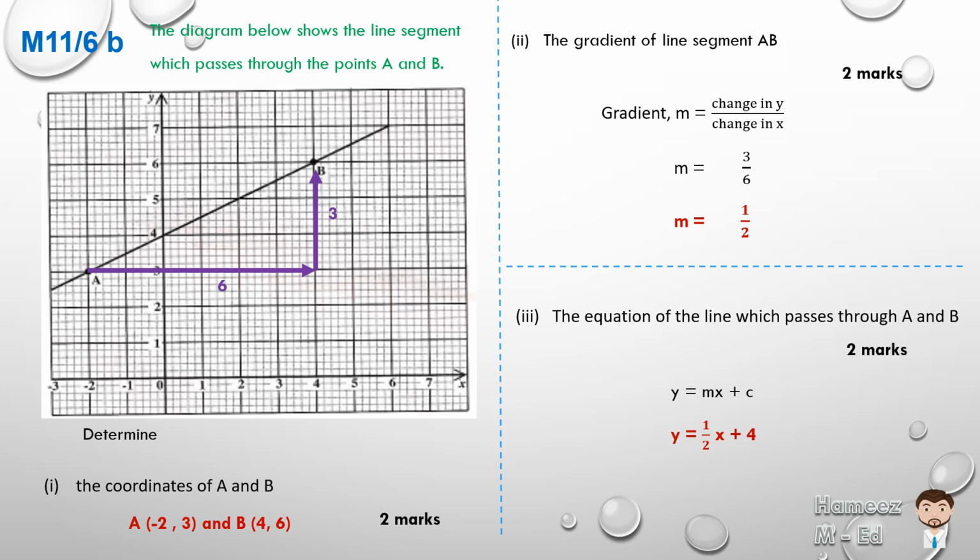And c is our y-intercept, where it cuts the y-axis. And we could look at our graph and we see it cuts the y-axis at 4. As such, y is equal to a half x plus 4. And that's it. We've completed the question.